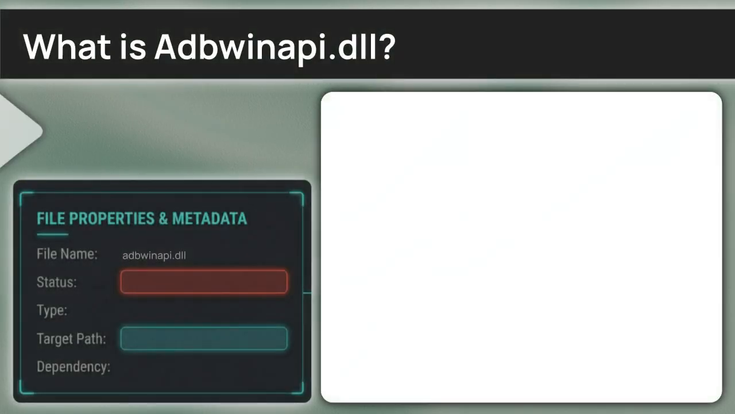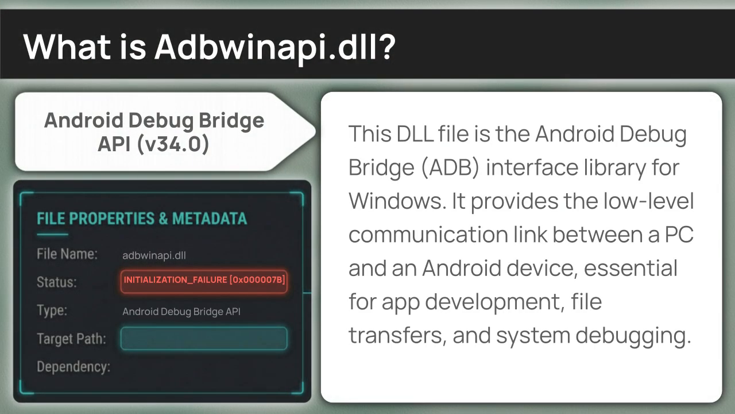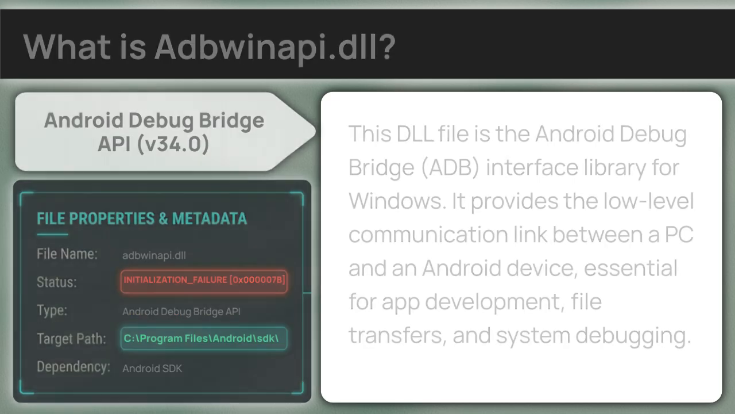This DLL file is the Android Debug Bridge ADB interface library for Windows. It provides the low-level communication link between a PC and an Android device, essential for app development, file transfers, and system debugging. With that background out of the way, here is how we actually restore the missing component.